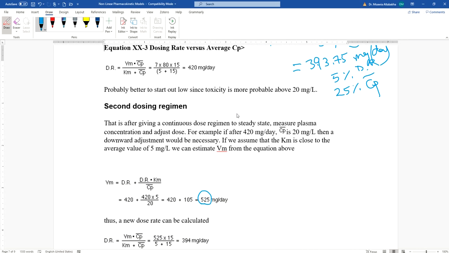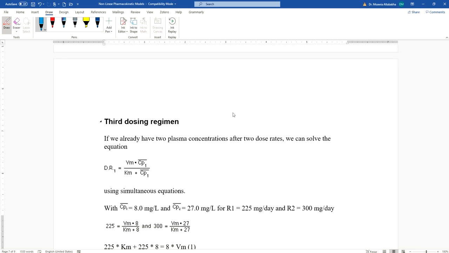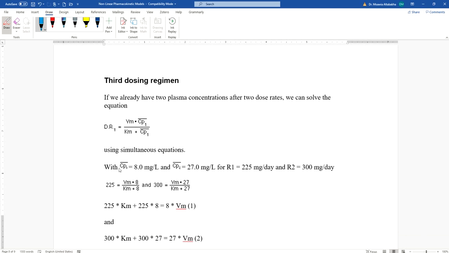Okay, how can we do that? Of course there are different ways, but you will see that here you have an example where you have two Cp average resulting from two dosing rates. Dosing rate 1, which is 225 milligram per day, and dosing rate 2, which is 300 milligram per day.